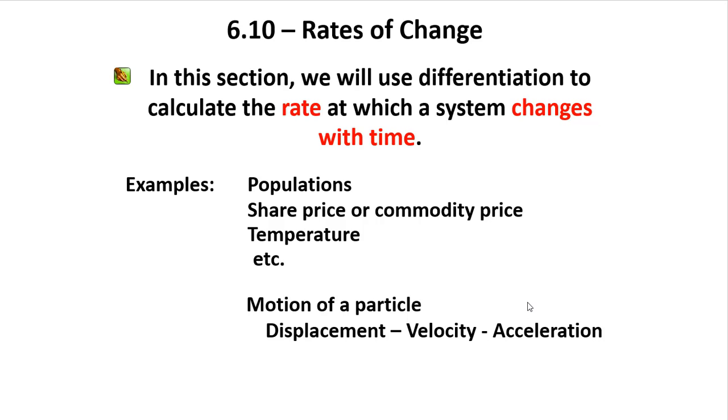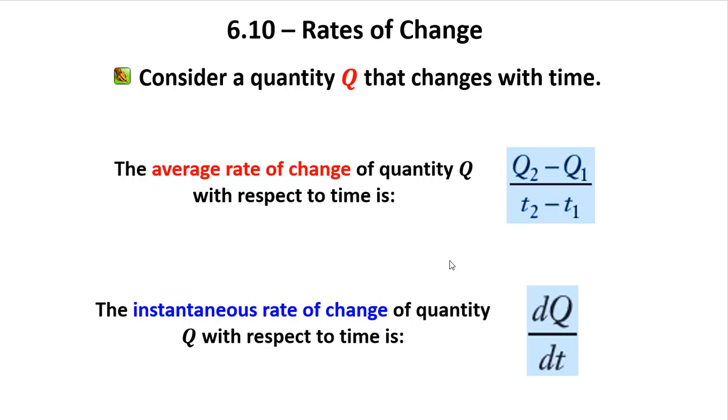So let's have a look at a couple of the fundamentals. The first one being we're going to look at how to calculate these two quantities. So if we have some quantity, that could be population, it could be temperature, it could be a share price, we're going to call that Q, just a pronumeral. The average rate of change, we're going to work out how to do that with respect to time for the quantity, and we're also going to look at how to work out the instantaneous rate of change.